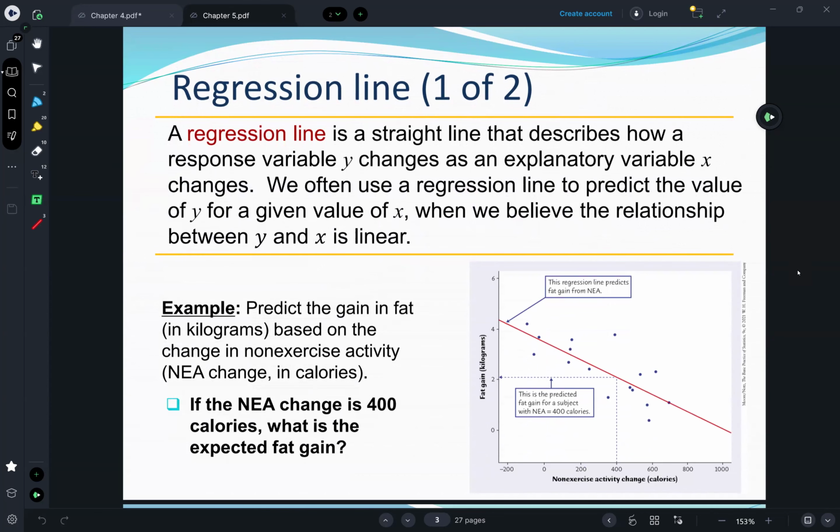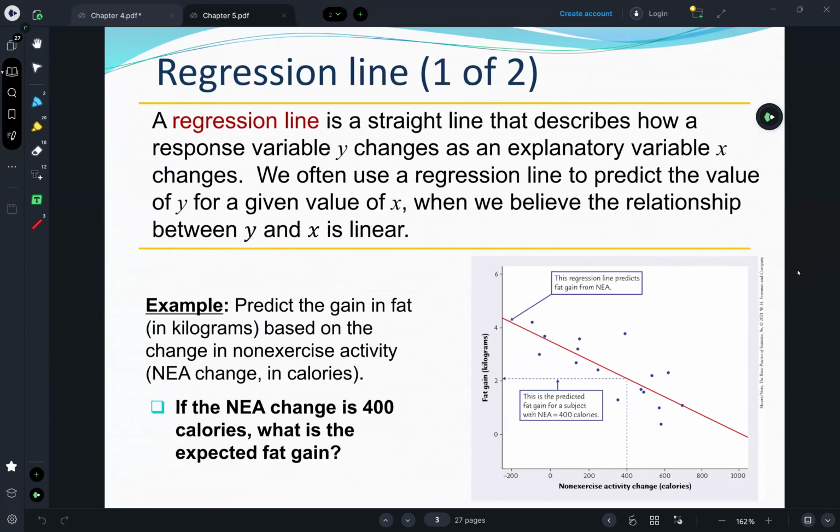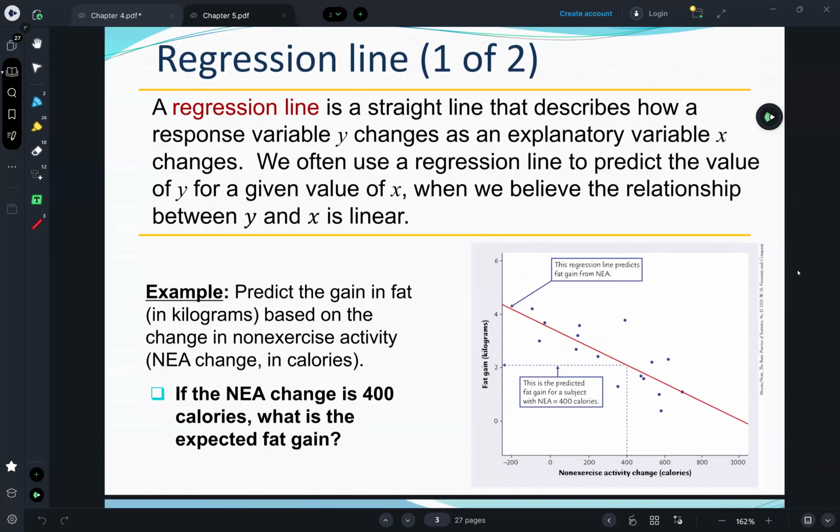Okay, so here is an example showing a regression line. The red line is our least squares regression line, and it's showing if energy intake change is 400 calories, what is the expected fat gain? So we just take 400, go up and find the corresponding fat gain, which would be just above 2.